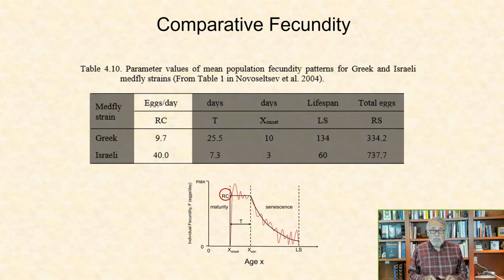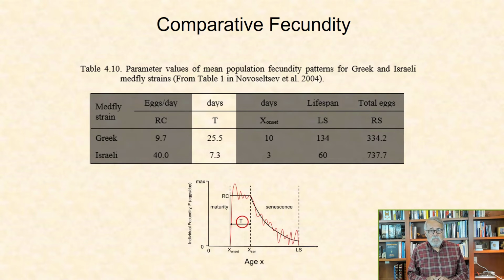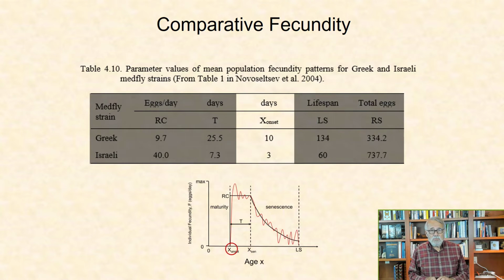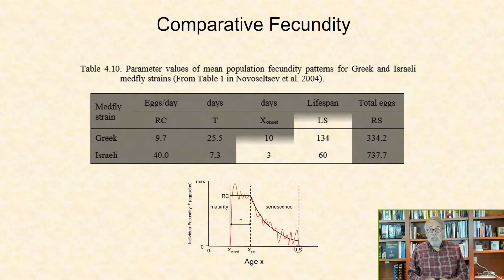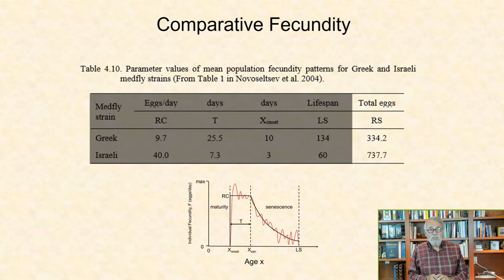Note egg laying rate in the reproductive window was around 10 versus 40 eggs per day for these respective medfly strains. The length of the reproductive window, T, was 25 versus 7 days. Age of onset of reproduction was 10 versus 3 days. Lifespan was 134 versus 60 days. And total eggs was around 330 versus 740 eggs per female. The bottom line here is that this 3-stage model appears to be extremely useful in a comparative context of individual level reproduction.